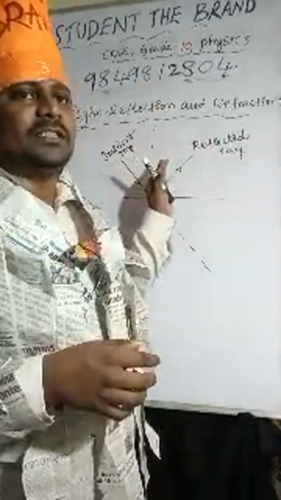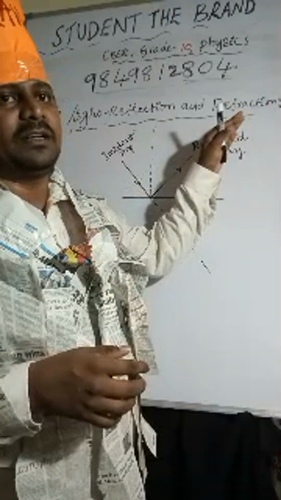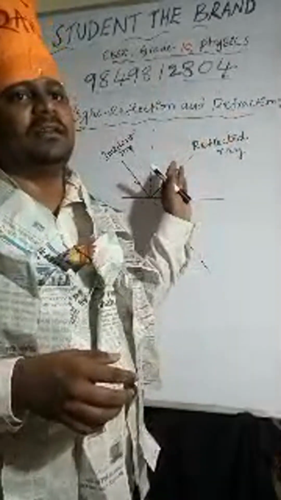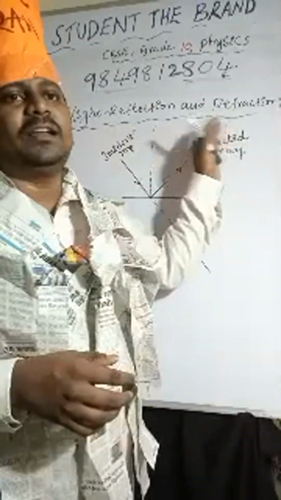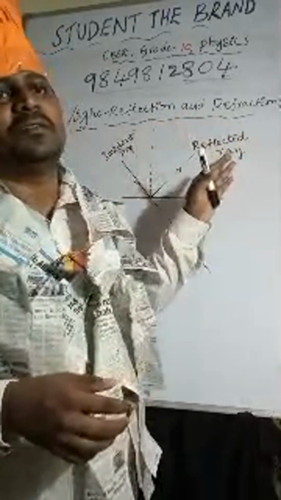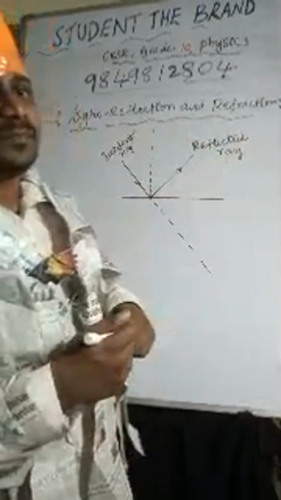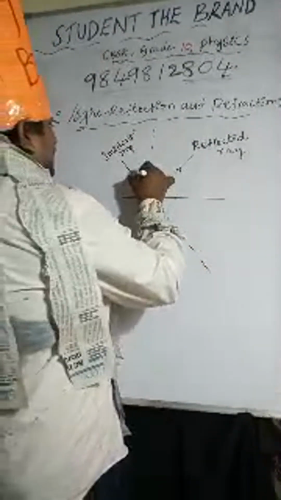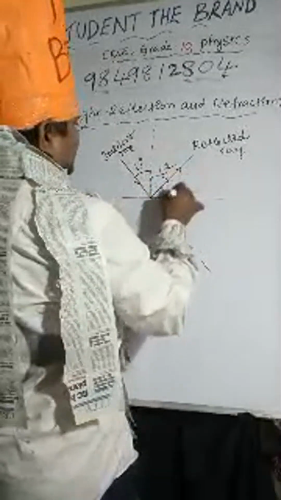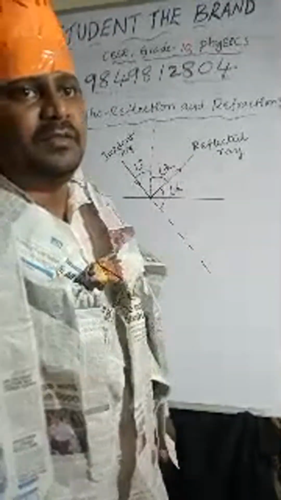The light ray which is incident on it is the incident ray. The light ray which is reflecting back is called the reflected ray. The line perpendicular to the plane surface is called the normal line. The angle between incident ray and normal line is called angle of incidence. The angle between reflected ray and normal line is called angle of reflection. And this one is the angle of deviation.